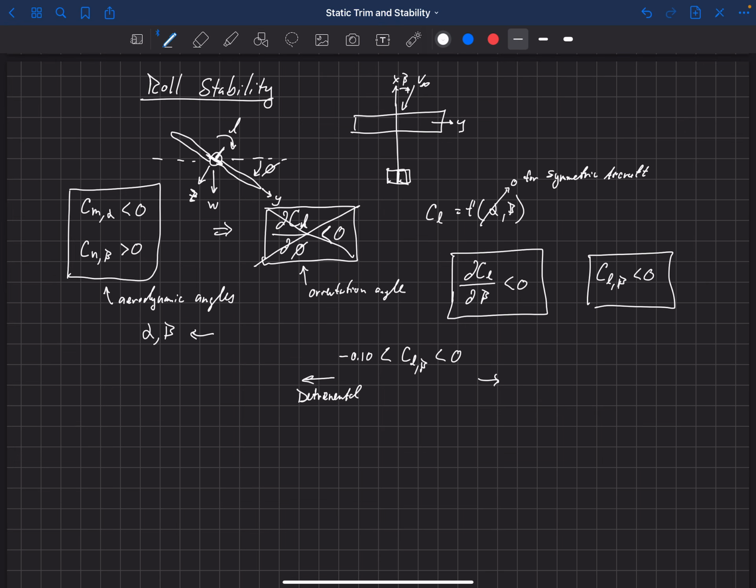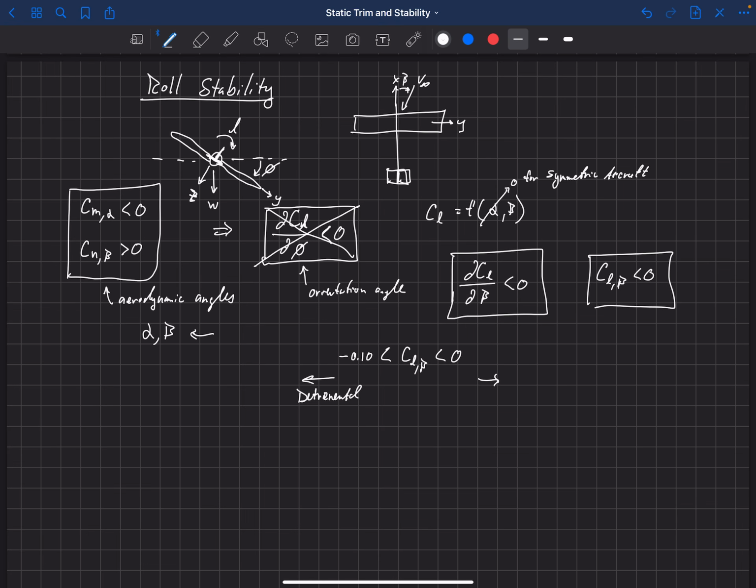Now, the next few videos, what we're going to be doing is trying to estimate the effects of different design decisions on the aircraft's roll stability. How does sweep affect it on the main wing? How does dihedral, how does the vertical stabilizer affect roll stability? The challenge here is that these are very complicated effects, and it's difficult to come up with easy closed form solutions for predicting these various phenomena.